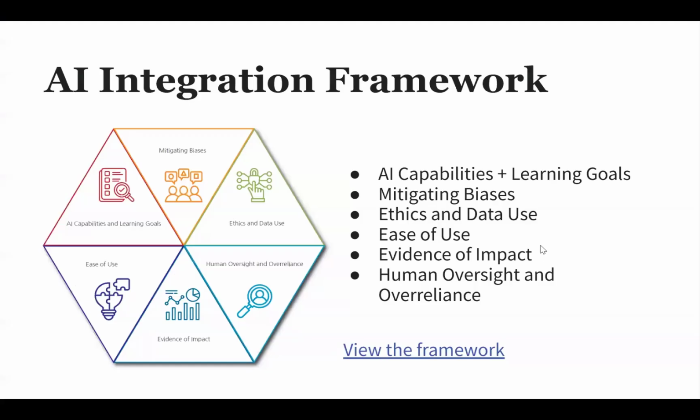So a little recap of our last session, we looked at an AI integration framework that covered these different areas that are especially critical when we're thinking about integrating AI into learning environments. Being AI capabilities and learning goals. So where can AI do something that actually benefits learning? Mitigating biases. So we know that AI has baked in bias, and what are strategies for mitigating that?